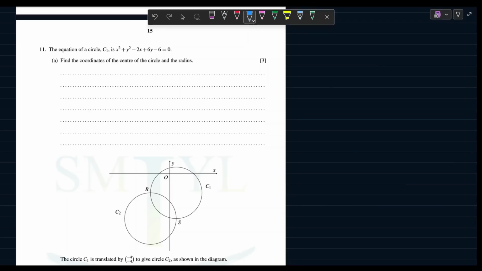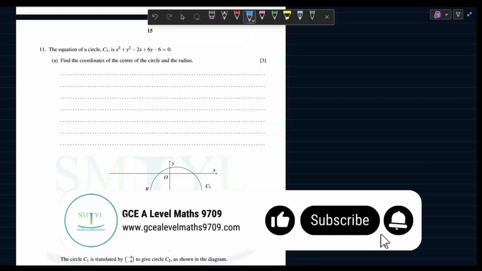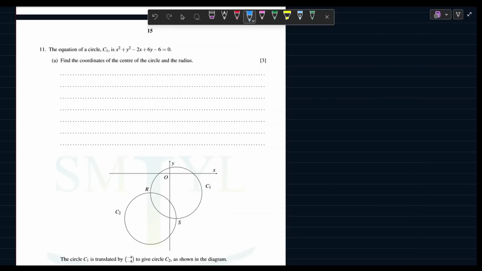Number 11. The equation of a circle C1 is x squared plus y squared minus 2x plus 6y minus 6 is equal to 0. Part A. Find the coordinates of the center of the circle and the radius. So to be able to find the coordinates of the center of the circle and the radius, we want to rewrite our equation of the circle in the form (x - a) squared plus (y - b) squared is equal to r squared, where (a, b) is the center, and then our radius is r.